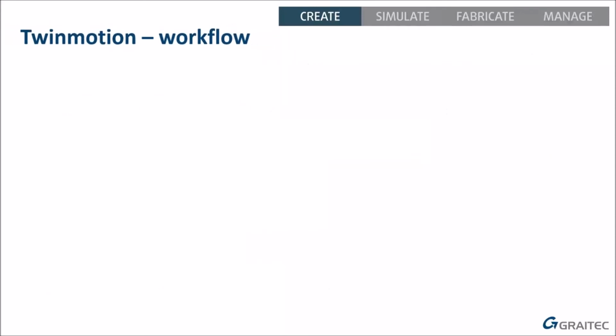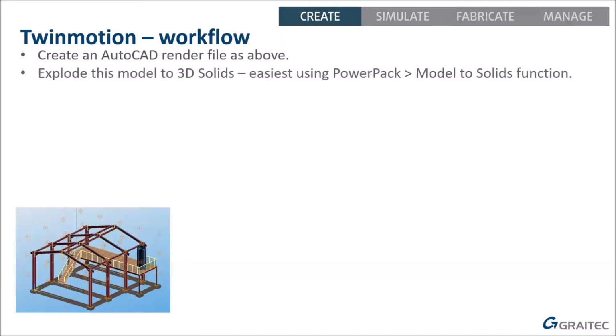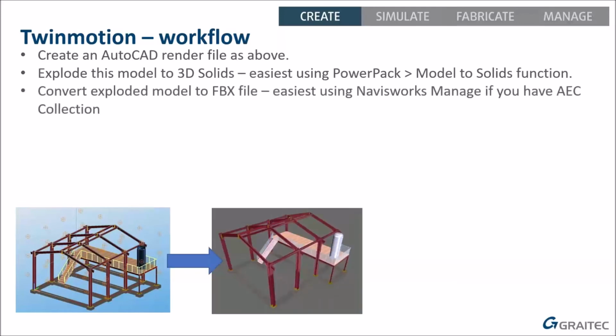So let's have a look at the workflow there. Well, once again, as I said several times now, you're going to start by making that AutoCAD render file as we did in the first process. So you make your AutoCAD render file with all the right parts and all the right materials, and you explode it to solids. Using the PowerPack tool is the best option. Then, this is a little hang-up, you need to convert that DWG of solids, to get the best results, into an FBX file. An FBX, I'm not sure what it stands for, but that's a file commonly used between different renderers.